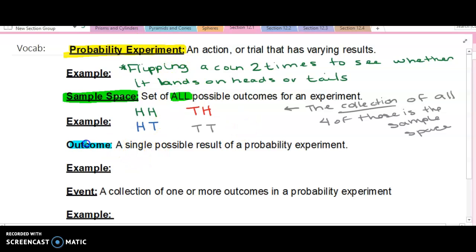Okay, the outcome. It's a single possible result of a probability experiment. So any one of these could happen. Okay, so one of these would be an outcome. Okay, so I'm going to write each of the 4 individually is an outcome. So let's say I want to know what's the probability it'll land on heads both times. Okay, heads both times or heads, heads would be the outcome.